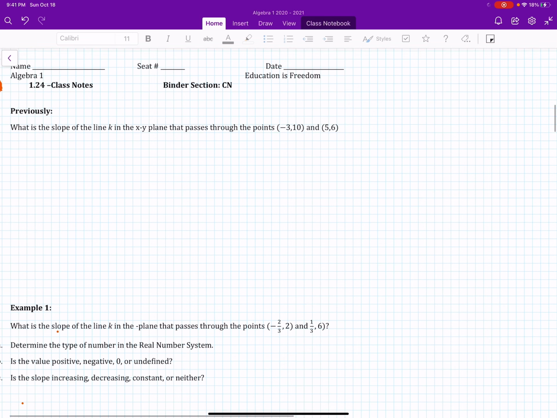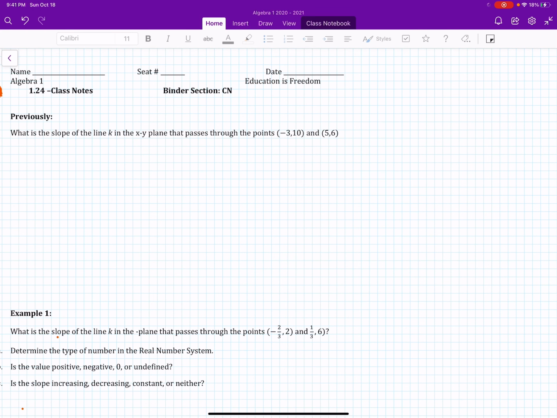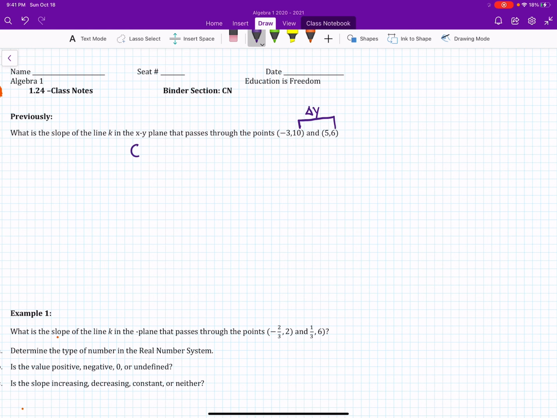So now let's go into our lesson. It's about slope with fractions and word problems. What is the slope of the line K in the xy plane that passes through the points -3, 10 and 5, 6? Usually what we've done, we would just subtract the y values. It's a change of y. So 6 minus 10, which is equal to -4.